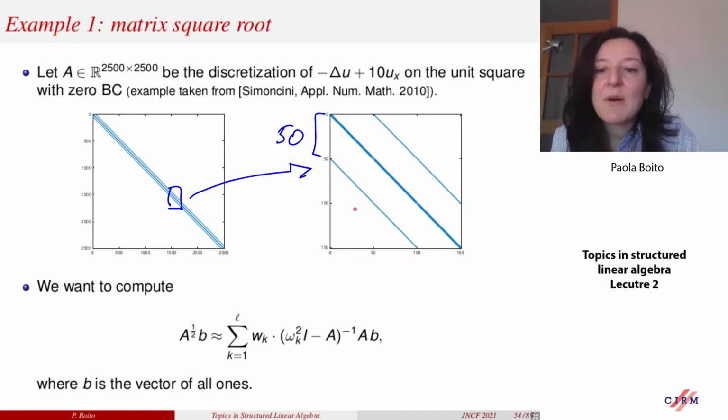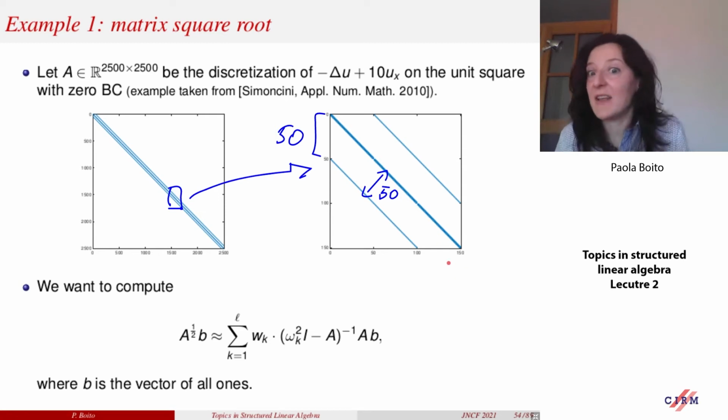The quasi-separable structure of this matrix can be seen in two ways. We can look at this as a usual quasi-separable matrix with quasi-separable order 50, because 50 is the bandwidth. Or we can also look at this as a block quasi-separable matrix with blocks of size 50. In that case, we have a tridiagonal structure.